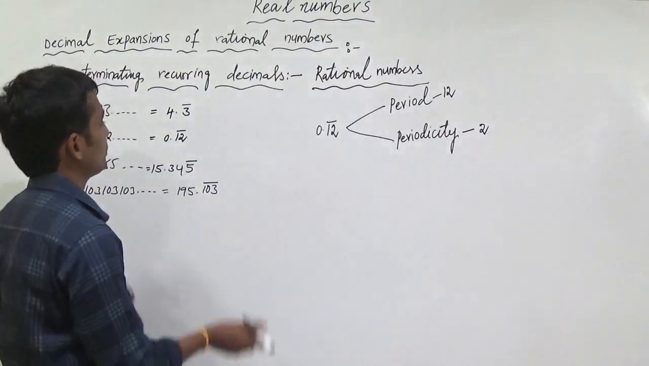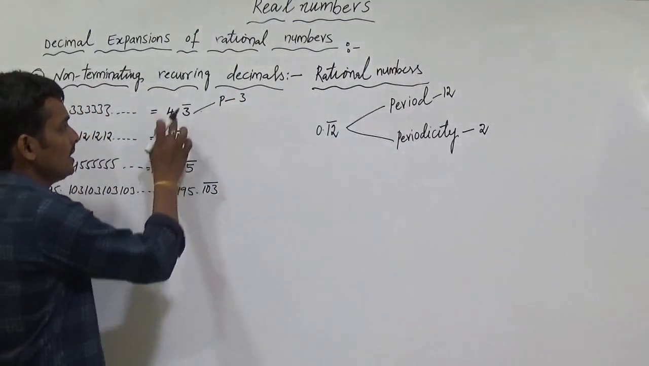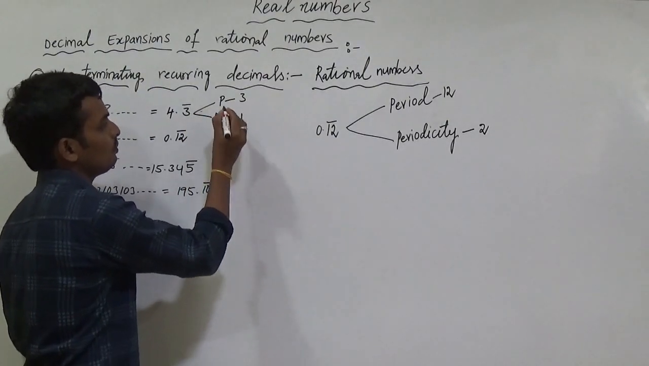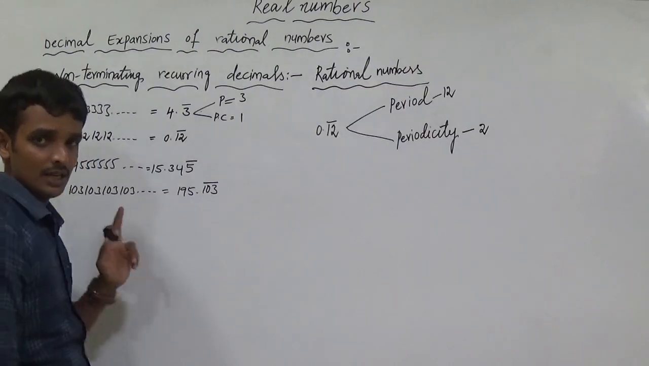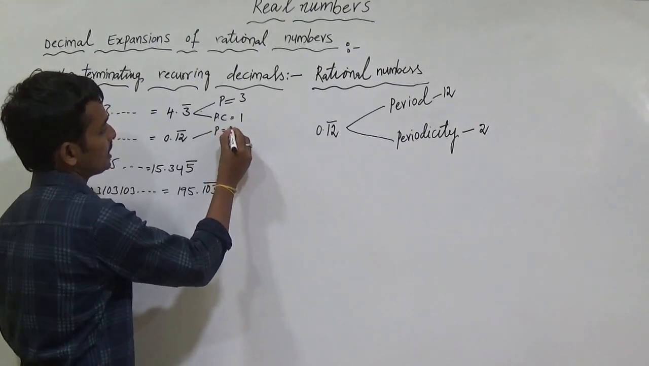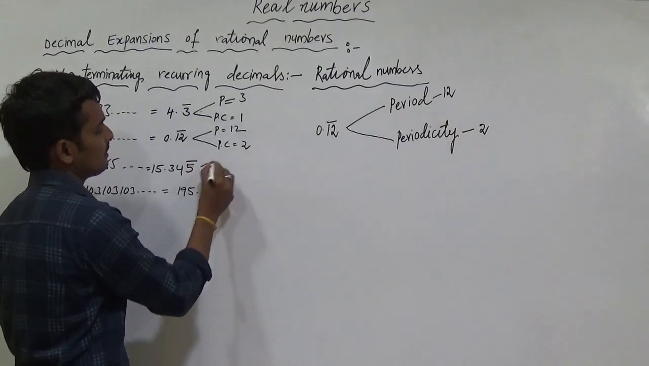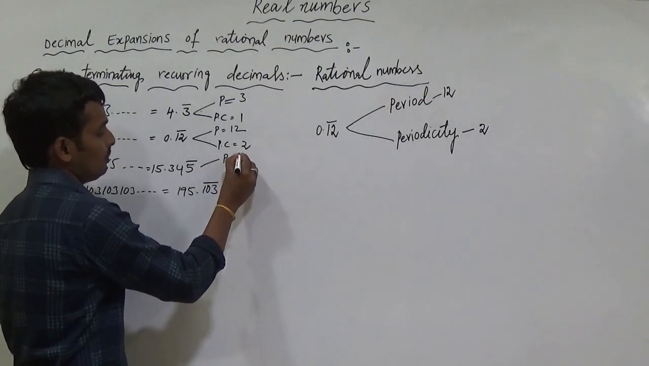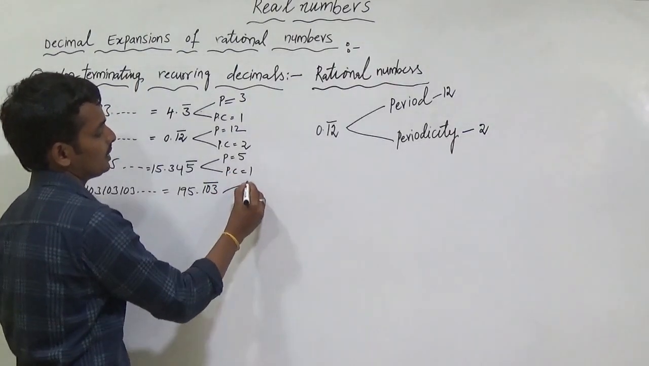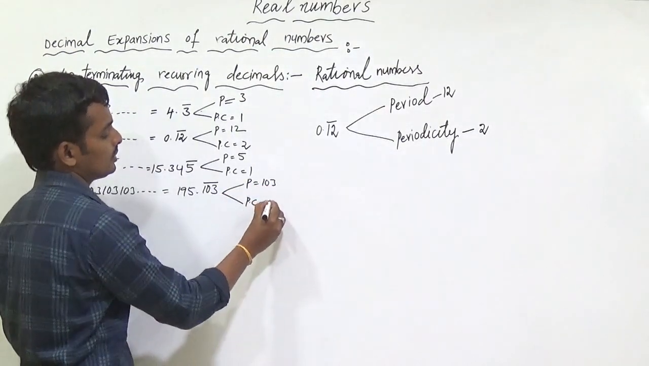So if you observe here, the period is 3. Why? Because 3 is repeating here. The periodicity is equal to 1, because 3 is only one digit. The same way here, the period is equal to 12 and the periodicity is equal to 2. Here the period is equal to 5 and the periodicity is one digit. Here the period is equal to 103 and the periodicity is equal to 3.